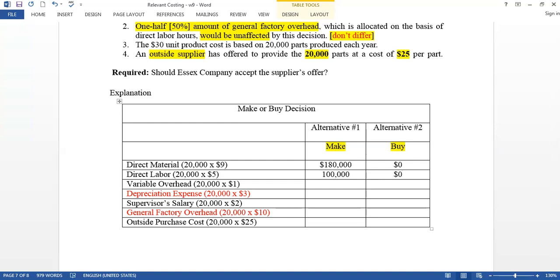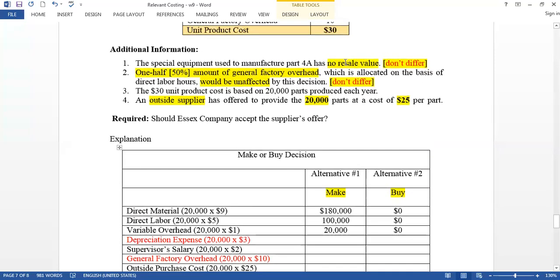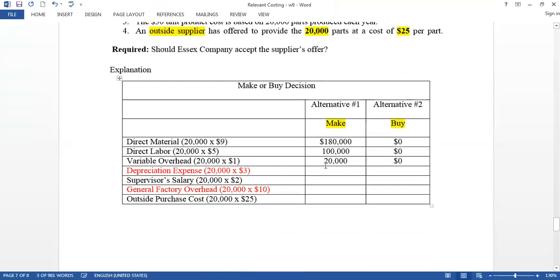Then manufacturing overhead, like indirect materials, indirect labor, factory cost. So if you make, you have this cost, $20,000. If you buy it, you don't have this cost, right? So depreciation, the full amount of depreciation has no resale value, right? No resale value. So this is $60,000.